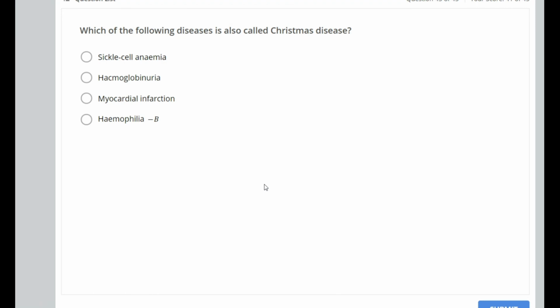Which of the following diseases is also called Christmas disease? Sickle cell anemia, haemoglobinuria, myocardial infarction, hemophilia B. Option D is the right answer.